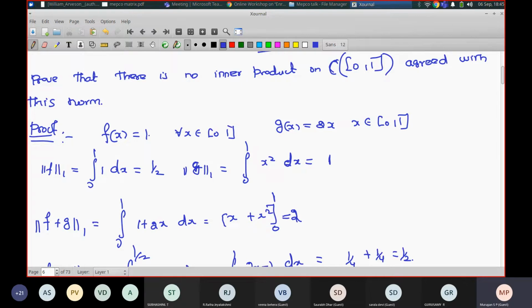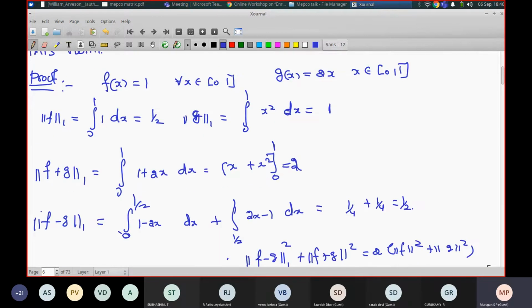Take f of x equal to 1 for x belonging to [0,1]. You take a constant function, and you take the linear map g of x equal to 2x for all x. So what is the L1 norm of f? This is 1. What is the norm of g? This is nothing but 1 by 2. Okay, so what is the norm of f plus g? You can easily evaluate; this norm is 2. And what is the norm of f minus g?